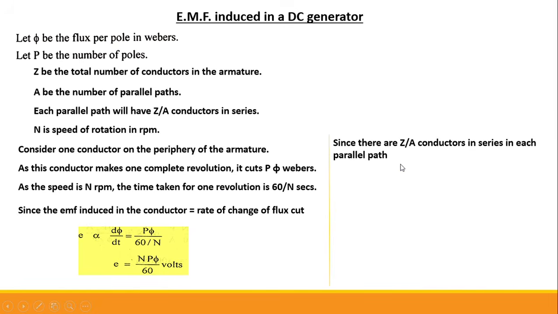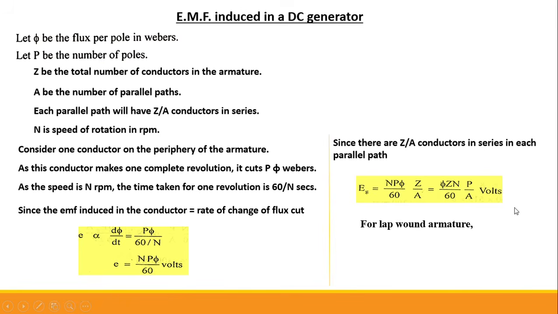Since there are Z by A conductors in series in each parallel path, generated EMF in a DC generator E_G is equal to N P phi by 60 into Z by A, because we are considering Z by A conductors. So EMF for a single conductor is N P phi by 60, and it should be multiplied with Z by A, because we are going to calculate for Z by A conductors. So the generated EMF equation for Z by A conductors is equal to phi Z N P divided by 60 A volts.